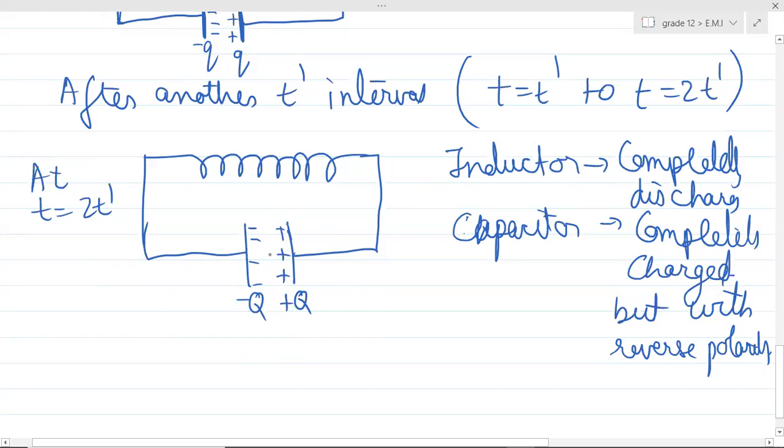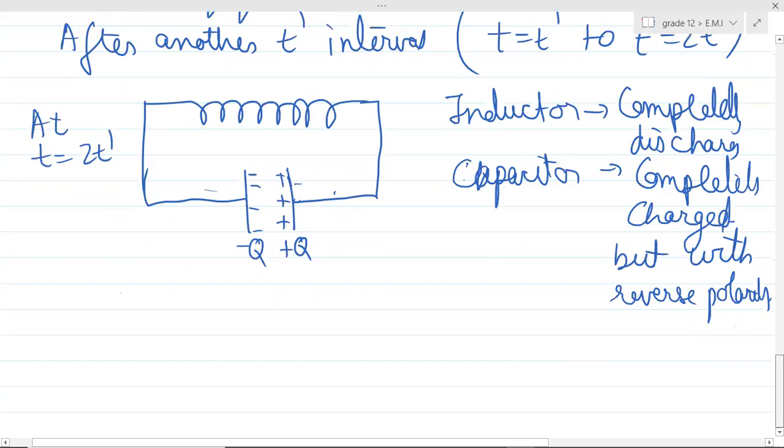So basically, now the same cycle will repeat, but now the current will start flowing in what direction? Clockwise, anti-clockwise, right? Yeah, sorry, anti-clockwise. So the current will start flowing anti-clockwise. Can you tell me what will be the case at t equals 3T'?